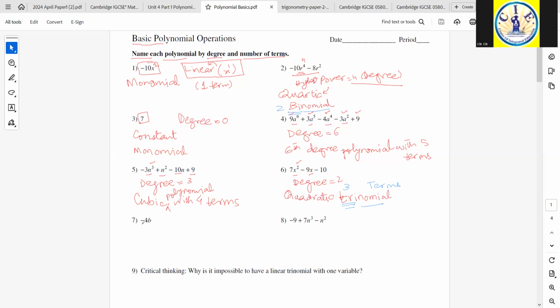Again, this one, if you see the highest power of the variable, that is called the degree, that is 1, and that is known as linear, as was the case in question number 1. So we call it a linear because obviously the degree is 1 and it has got one term, as was the case in part 1. So we call it linear monomial.